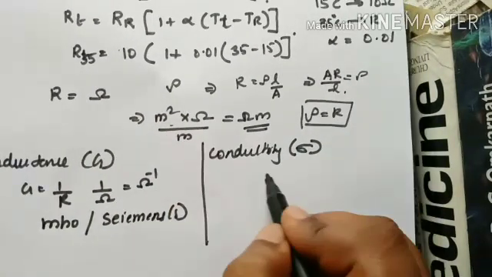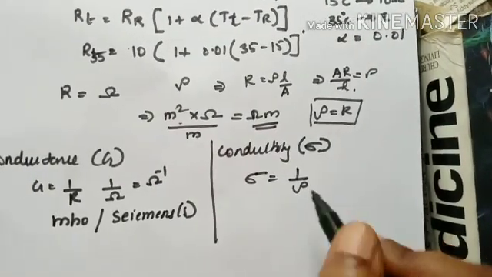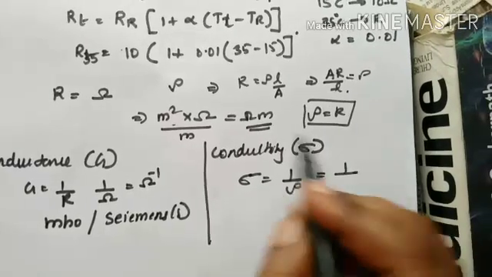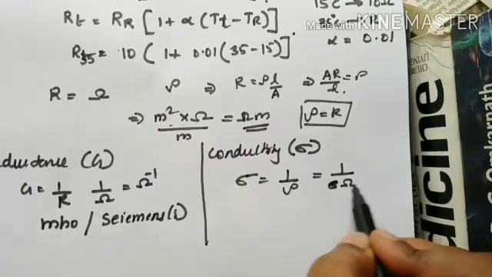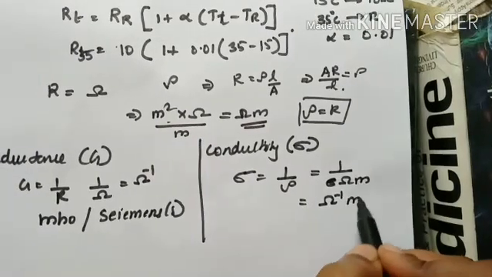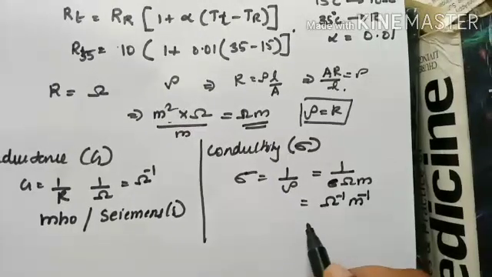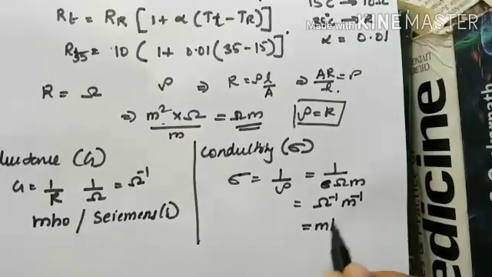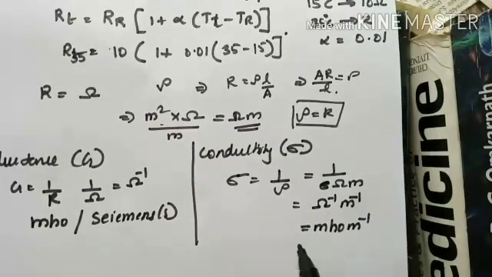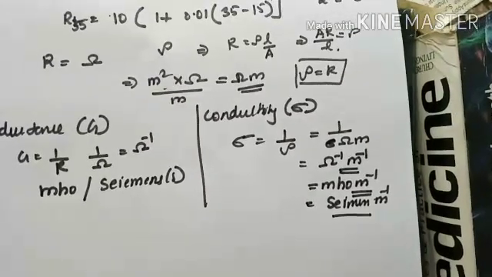Similarly, conductivity sigma is the reciprocal of rho. So 1 by rho's unit, which is ohm meter, gives ohm raised to minus 1, meter raised to minus 1, right? Similarly, another unit is mho per meter, or Siemens per meter. These are all the same units, guys. You have to learn them by heart.